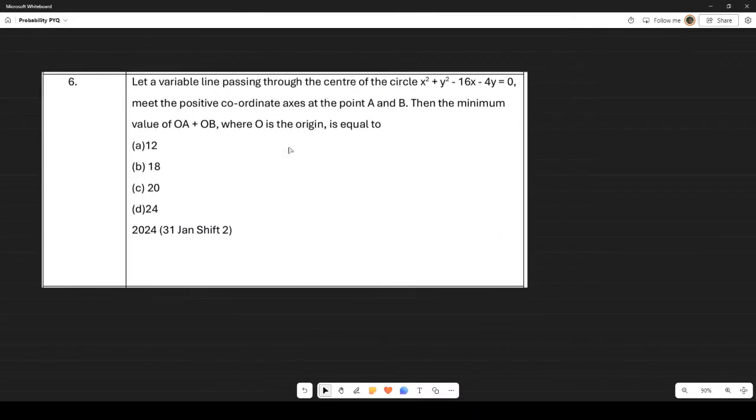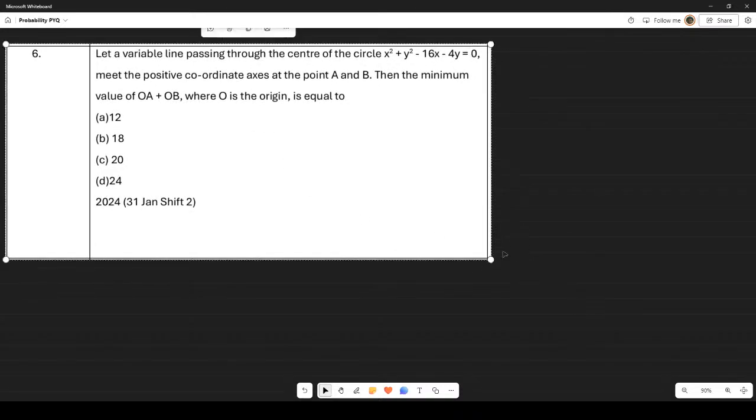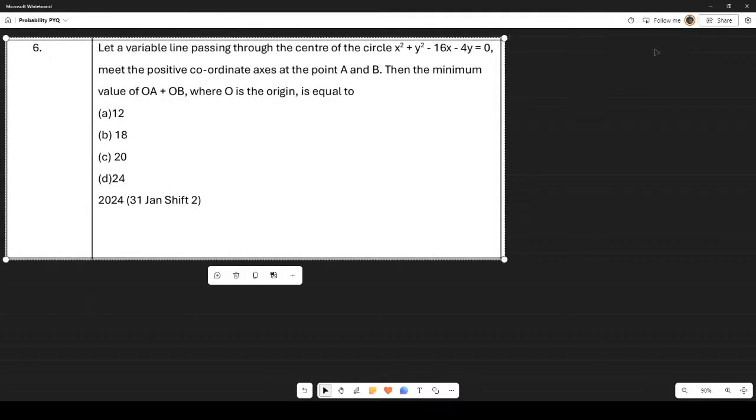Number 6. So here also, have a nice diagram first. This is the variable line question that came in 2024, 31st Jan, shift 2. You should have a rough sketch first, isn't it?